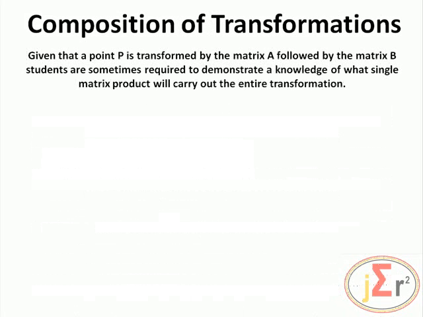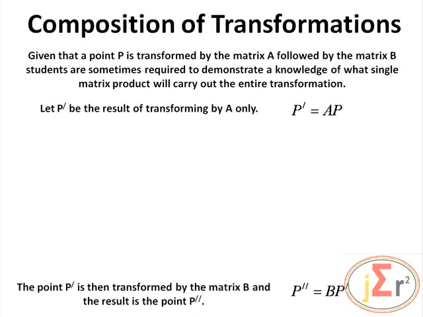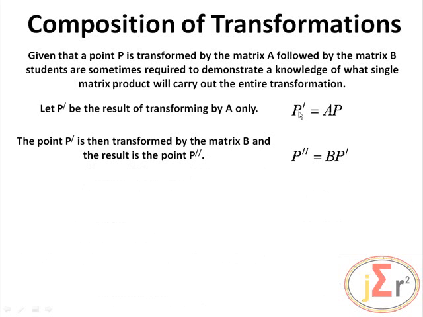Composition of transformations. Given that a point P is transformed by the matrix A followed by the matrix B, students are sometimes required to demonstrate a knowledge of what single matrix product will carry out the entire transformation. Let P prime be the result of transforming by A only. And here we have this expression telling us that P prime is equal to A, the matrix A, multiplied by the original point P.